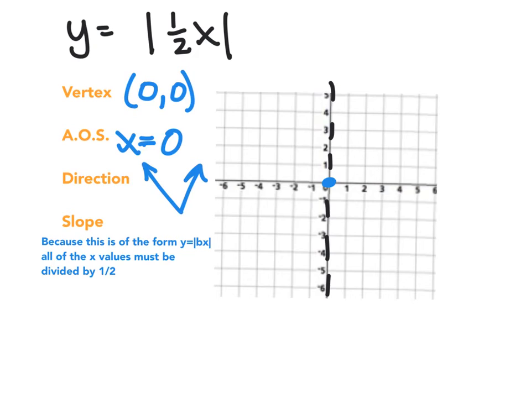So because this is of the form y equals bx, all of the x values have to be divided by 1/2, which is the same thing as multiplying those x's by 2. So normally with this slope of 1, you'd have the points (1, 1) and (2, 2), but all of the x values get doubled now because dividing by 1/2 is the same thing as doubling. So (1, 1) becomes (2, 1), and (2, 2) becomes (4, 2). And then we just mirror that on the other side. This was a horizontal stretch.